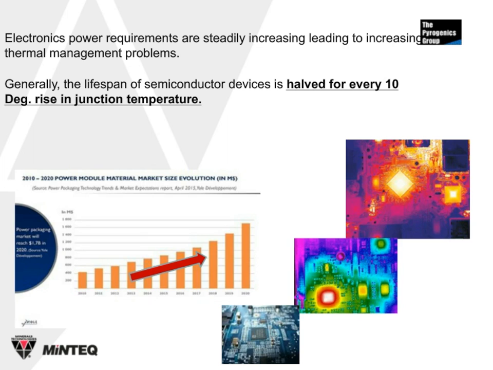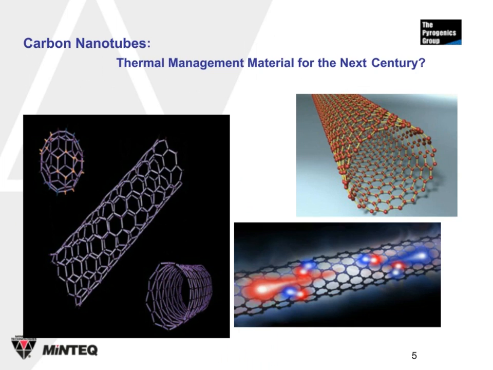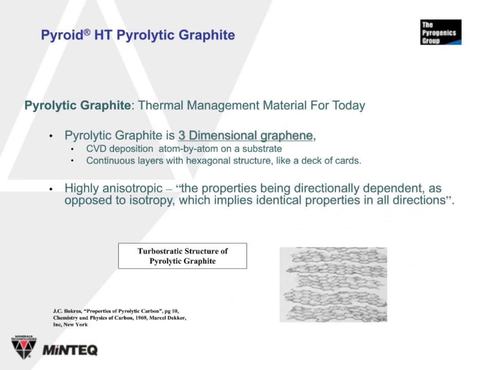There are many solutions available today, and some of them are posed for solutions of tomorrow, one of which would be carbon nanotubes, which is a very exciting development, but unfortunately, that one is largely in the academic realm. It could be the thermal management material for the next century. But what we're going to talk about today is a material that is available and has been available commercially for the last 50 years. But it's one that is not very well understood by the thermal management community.